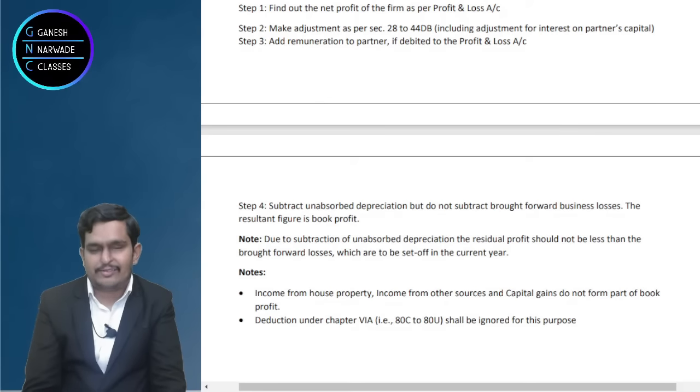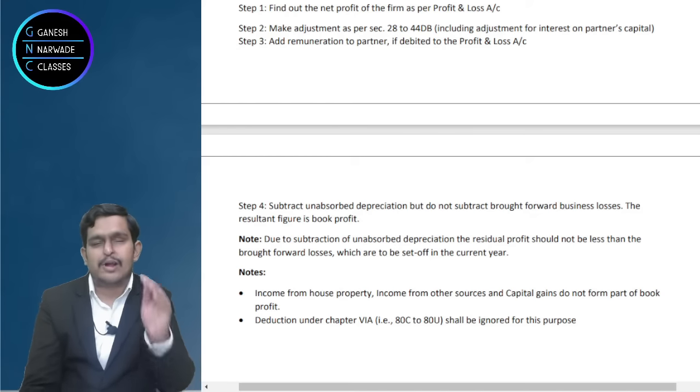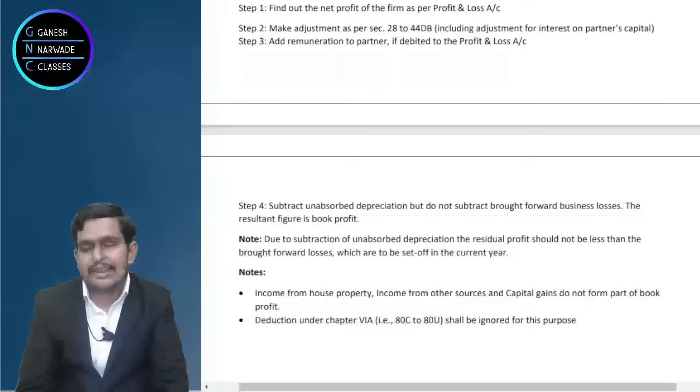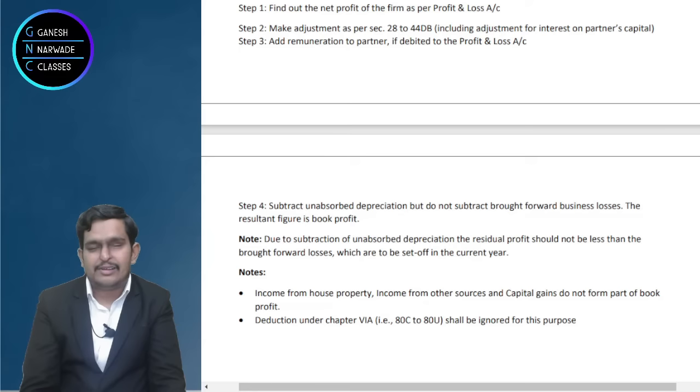And the last thing which we should understand is that 80C to 80U deductions also will not be allowed here for computation of book profit. Now let's assume that you computed book profit. What next? Next, you will compute your maximum remuneration. Okay. What next? Then compare that maximum with actual remuneration. Whichever is lower is allowed as per section 40B. Okay, what next then?